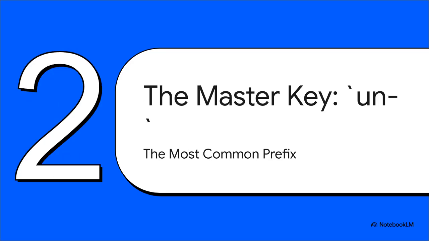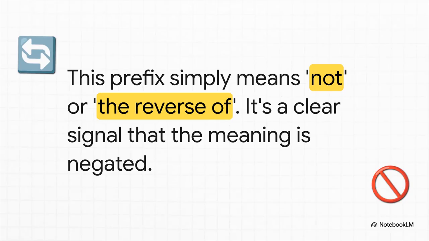Every good code has a master key, right? The one that opens the most doors? Well, in English, that key is definitely the prefix un. This is by far the most common and the most straightforward one you're going to come across. And the beauty of un is that it's just so simple. It just means not or the reverse of. There are no tricky rules, no curveballs. If you see un at the start of an adjective, it's a dead giveaway that the meaning is being flipped.